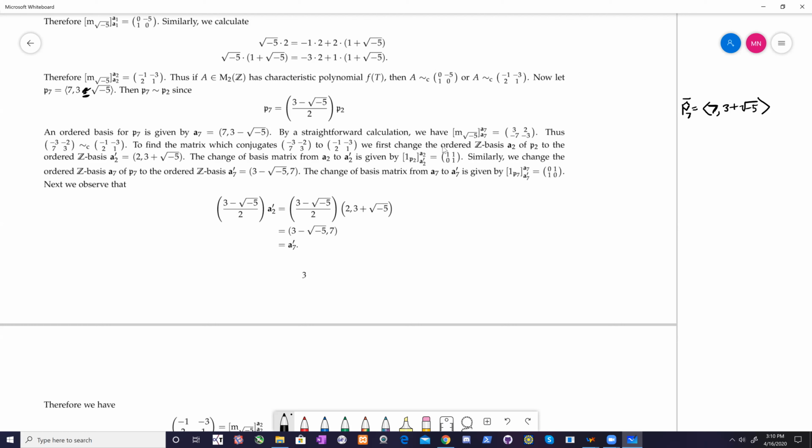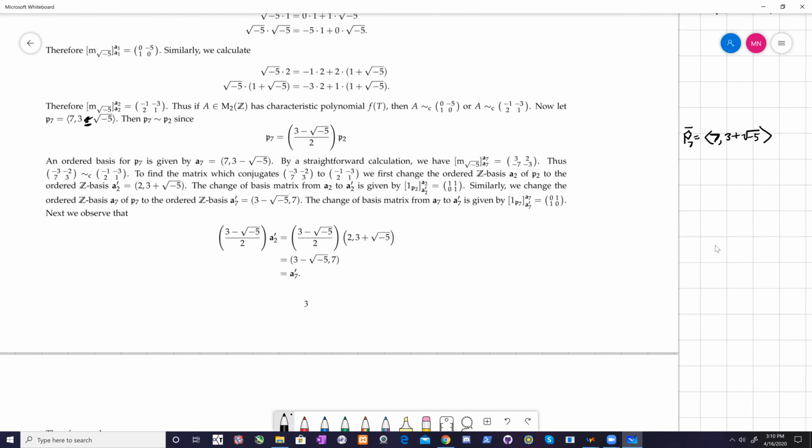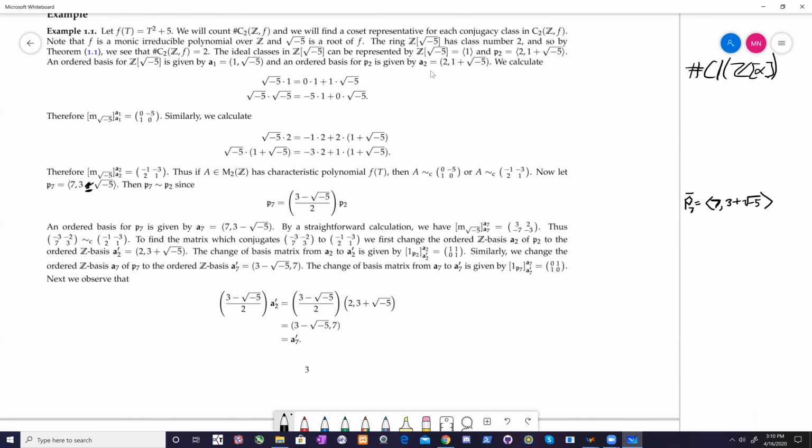Well, we first change the ordered Z basis A2 of P2 to the ordered basis A2 prime. So A2 initially is defined to be 2, 1 plus square root negative 5. But now we're going to do a change of basis.